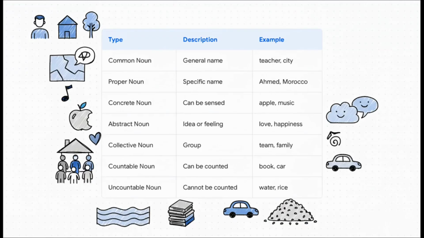And here we go. This is basically your ultimate cheat sheet for nouns. You've got everything here, your general common nouns and your specific proper ones, the physical concrete nouns and the conceptual abstract ones. And finally, your group-focused collective nouns and the whole countable versus uncountable thing. This is the entire toolkit, all in one neat view.